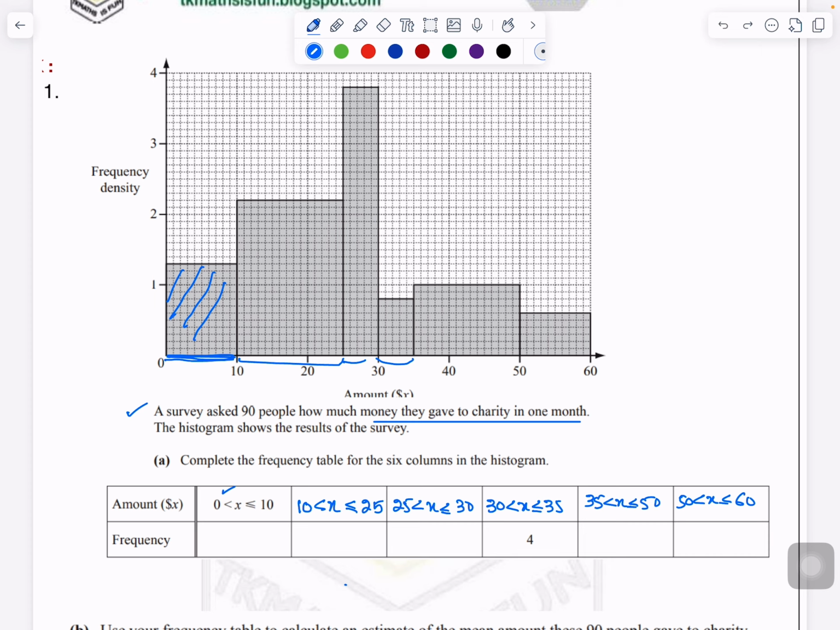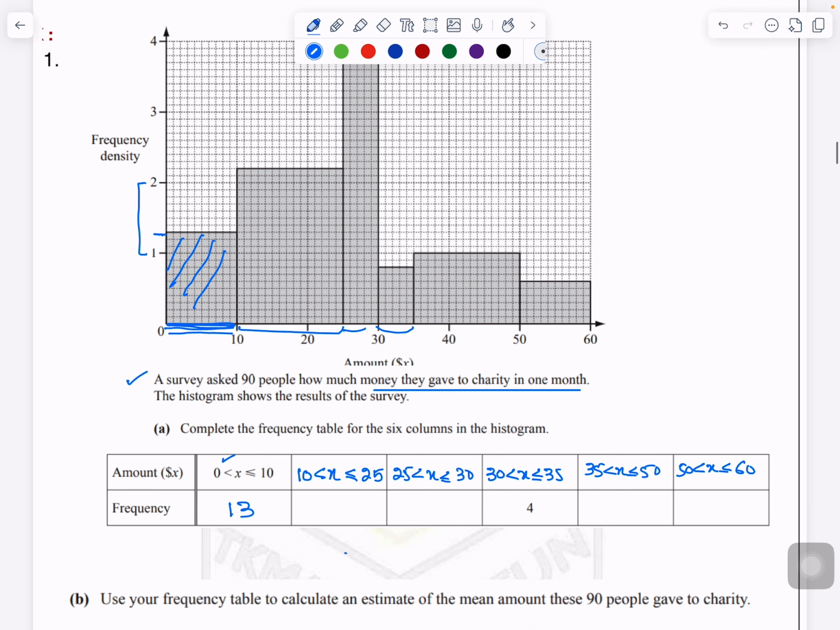Okay. And if you see from here to here, there are 10 boxes. So each box will be counted as 0.1. So here it is what? 1.3. So what is 1.3 multiplied by... oh, sorry, 10. It is 10. So 10 multiplied by 1.3 is what? 13. Okay, because you're filling a frequency. So it is 10 multiplied by 1.3. Just writing here in case you want to know.